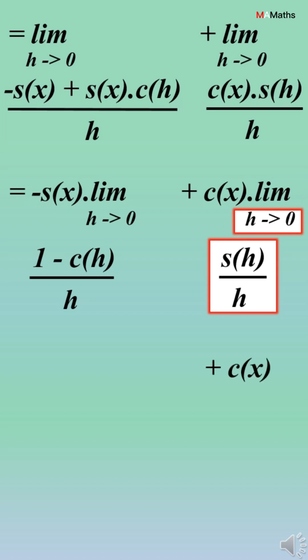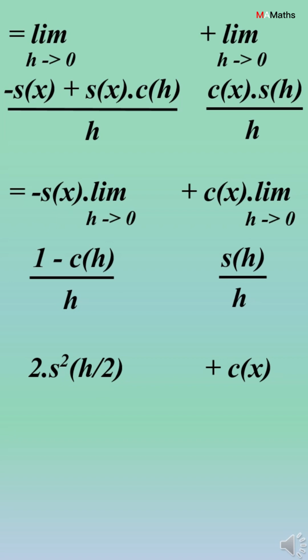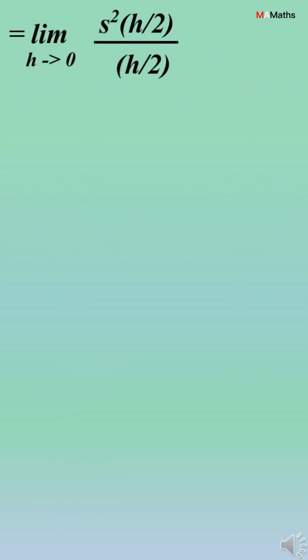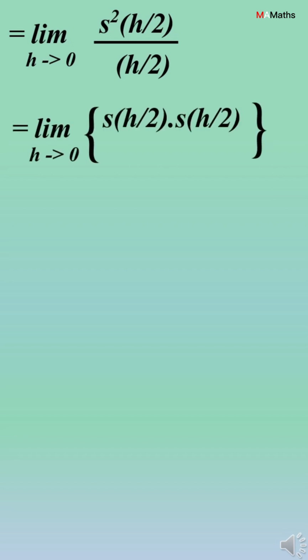Going back to the left-hand side, 1 minus cos of h over h. That can be replaced with 2 times sine squared h over 2 by trig identities, over h. If we halve the numerator and we halve the denominator, we get sine squared h over 2 over h over 2. We have a form that we can work with that looks similar to the right-hand side. Continuing with the left-hand side, the limit of sine squared h over 2 over h over 2. Well, we've got sine of h over 2 multiplied by sine of h over 2 in the numerator. So let's split that up.